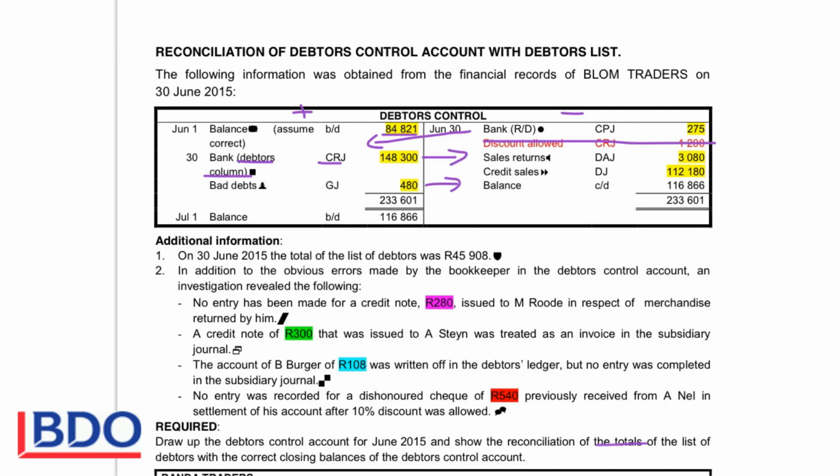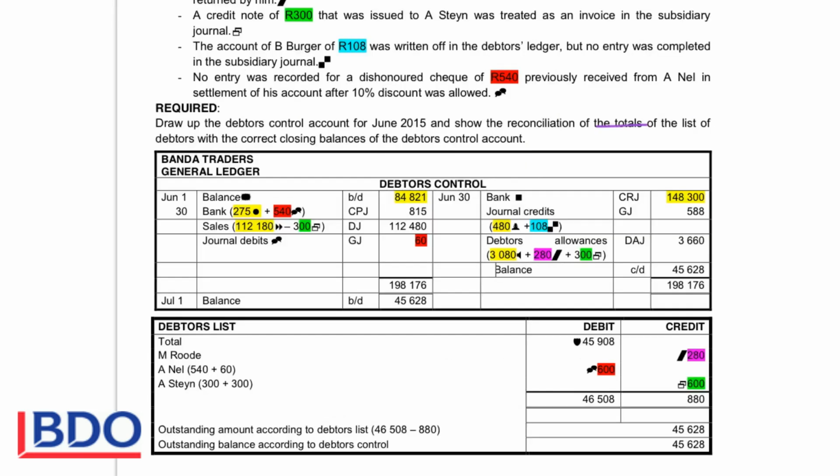Sales returns reduces the debtors, so that one is on the right side. Credit sales increase debtors, and therefore it should be on the debit side. We will change the entries in the debtors control, putting the balances on the right side of the account. So the balance is on the debit side. RD check should be on the debit side because it increases the debt. Sales should be on the debit side because it increases the debt.